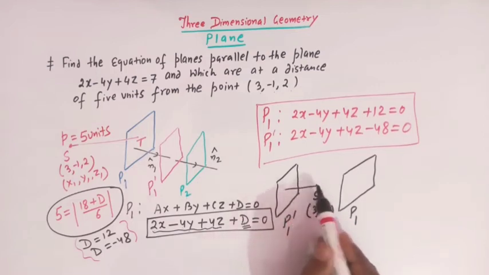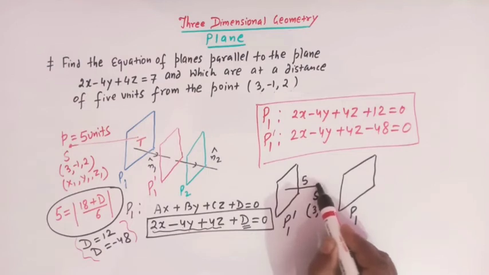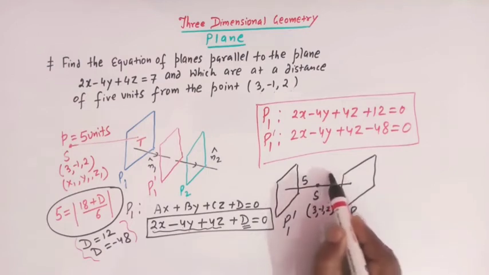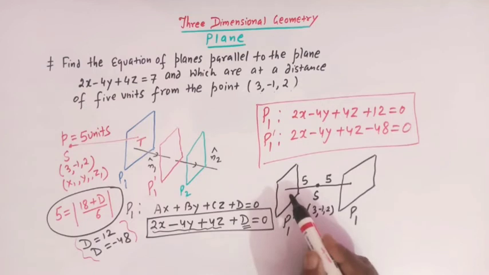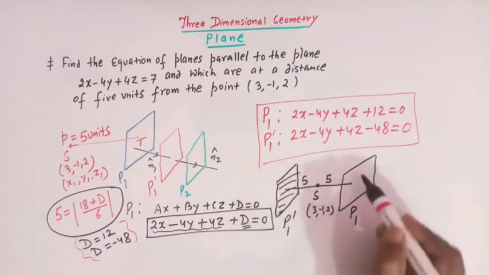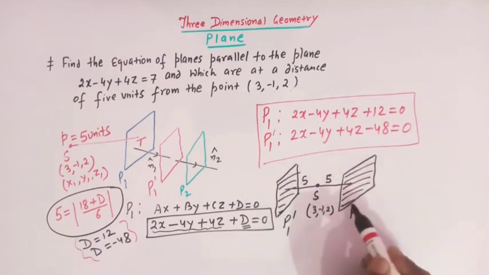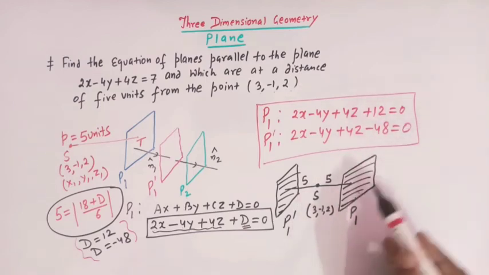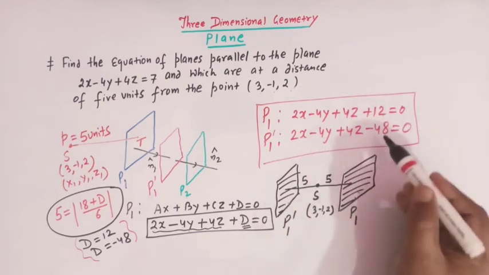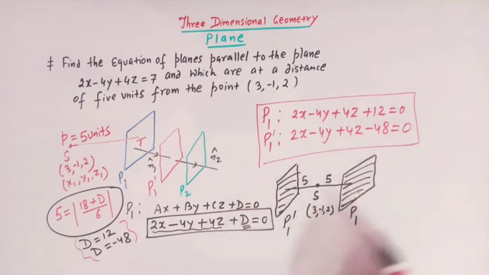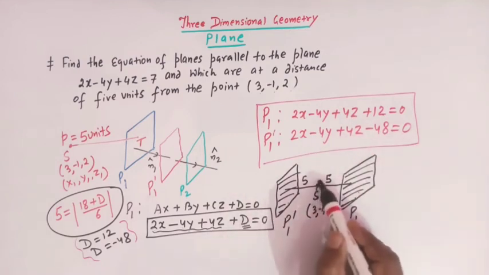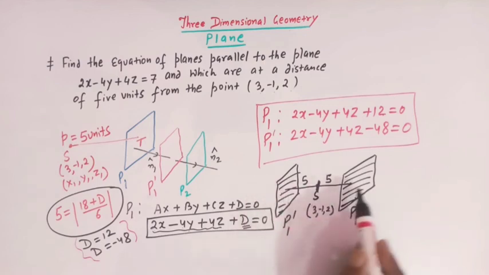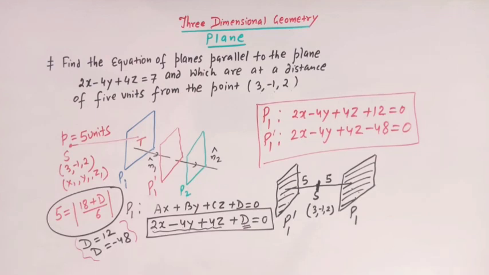This point S has coordinates 3, minus 1 and 2, right? And this distance is 5 units, and this distance is also 5 units, and moreover this plane is obviously parallel to this plane, right? So this plane may be taken as this one, and this plane may be taken as this one, and vice versa. So this point S is equidistant from these two planes, right? So this is how we solve this important problem from three-dimensional geometry.